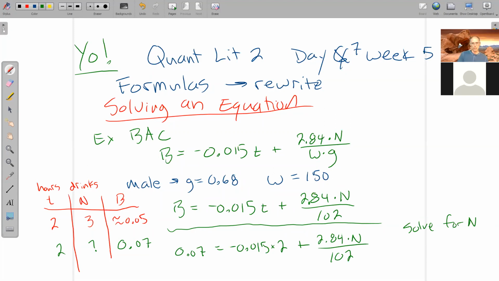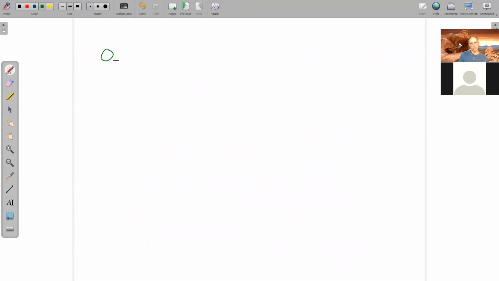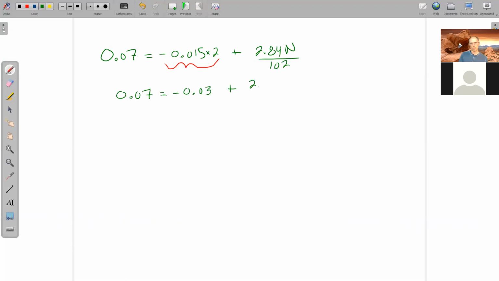So let's take that to a new page. We need room. 0.07 equals negative 0.015 times 2 plus 2.84 times n over 102. Before we start moving things side to side, what we should do is any arithmetic that we have. So we should definitely do that multiplication. Take 2 times that. I'm pretty sure we'll get negative 0.03. We could double check the calculator if we need to. And then I just recopy everything else.